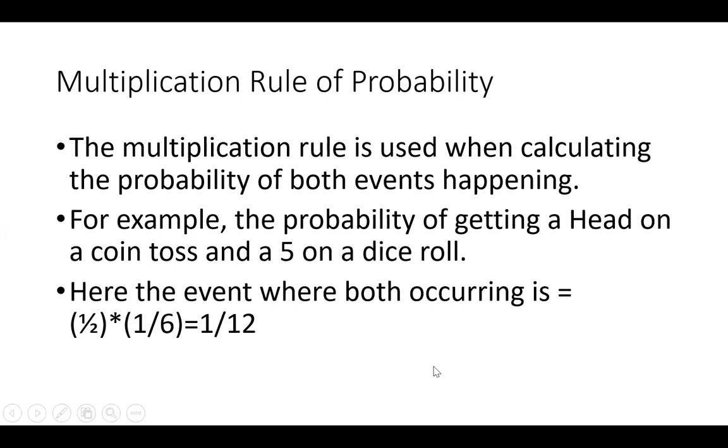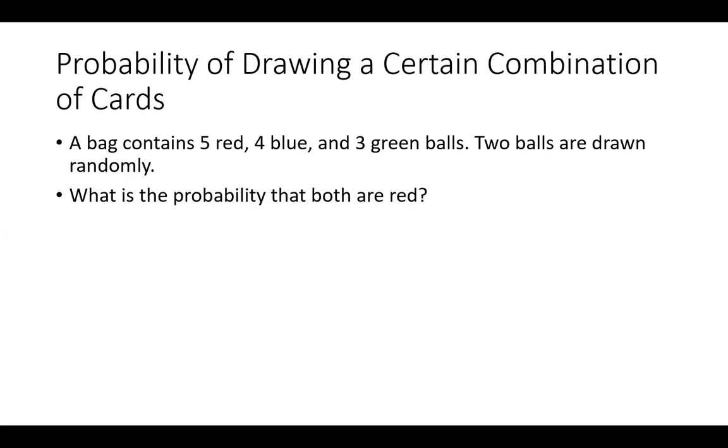Multiplication is also called the AND rule. This is calculated when both events are happening. Probability of getting a head on a coin toss and a 5 on a dice roll. Head on a coin toss is 1 by 2. 5 coming on a dice roll is 1 by 6. So I want both of them to happen. When I toss the coin, head should come. Toss the die, 5 should come. So the AND rule, or multiplication, is applied there, and it is 1 by 12.